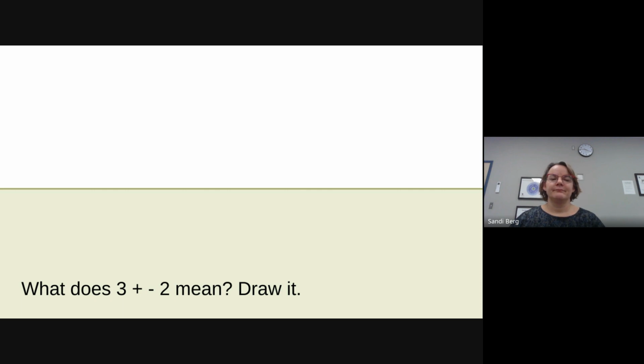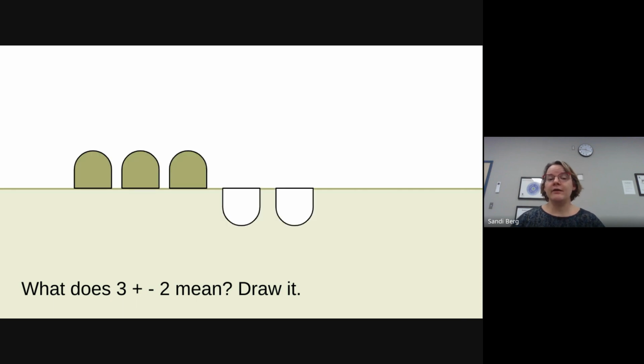So I've got 3 piles, and I've got 2 holes. So there's my drawing of it. And when I use my arrows to fill it in, I will be left with 1 pile. So hopefully that's what you came up with.